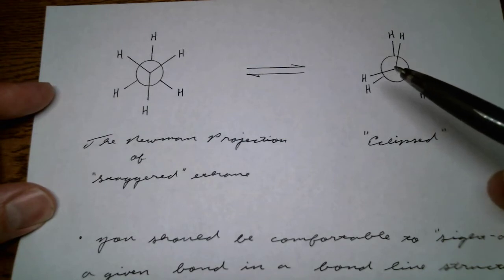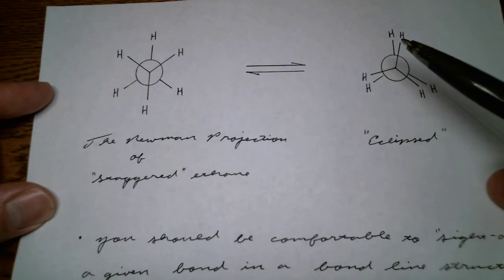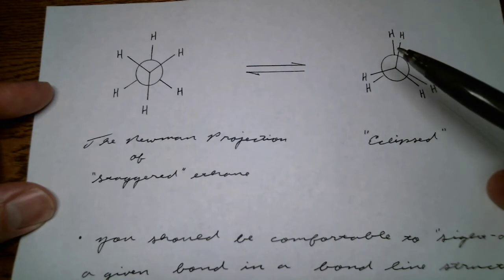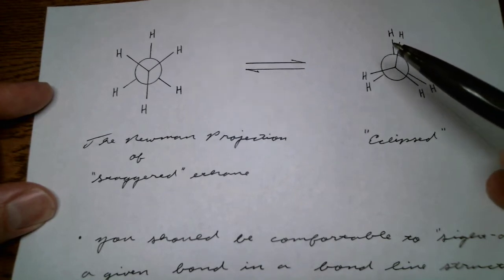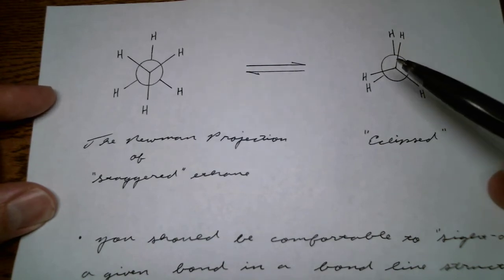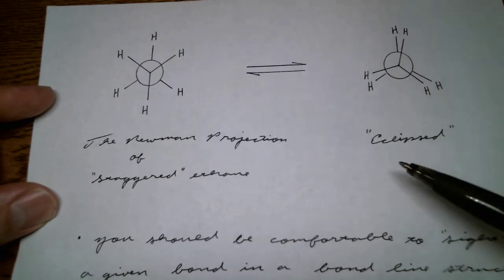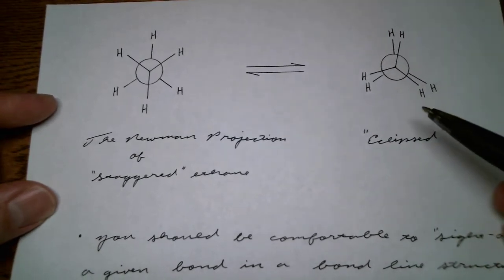We typically draw eclipsed forms where these groups are just slightly at an angle to each other, so we can see what the group is that is being eclipsed by the front atom bonded to the carbon. So this is our Newman projection of an eclipsed form.